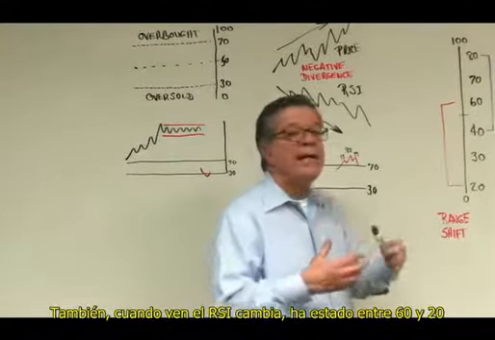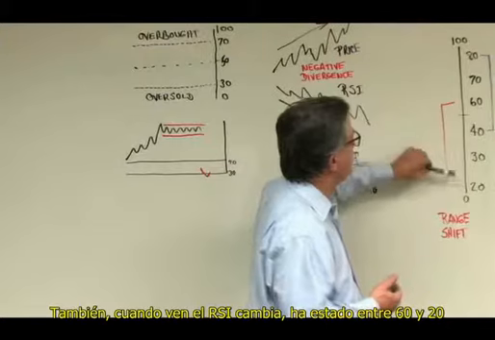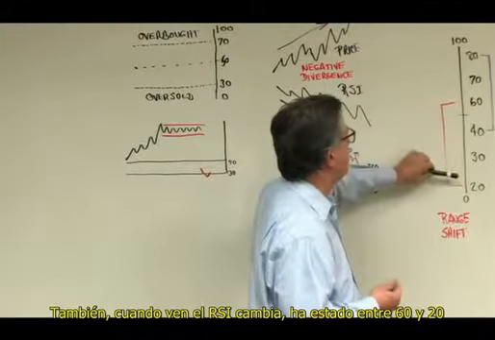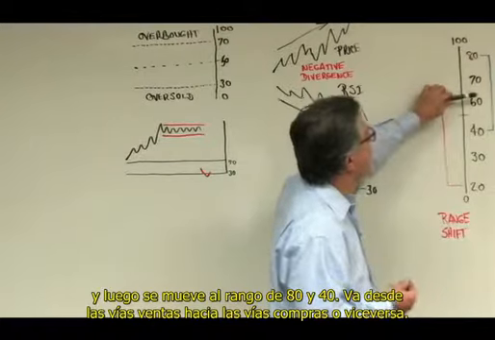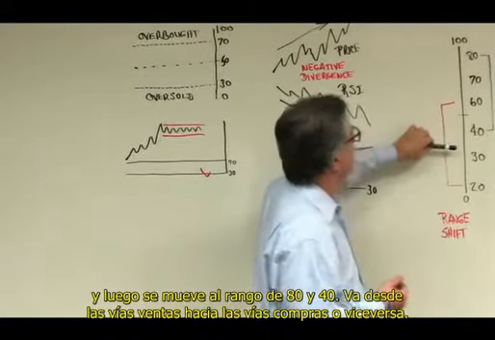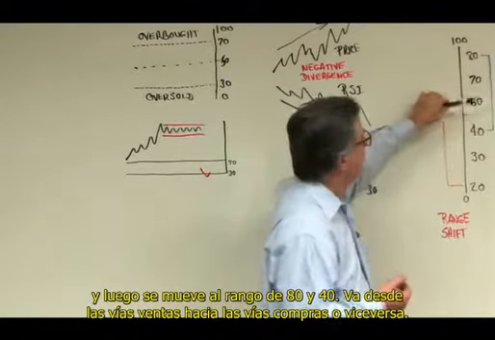Also, when you see the range shift, if it's been in the 60 to 20 range and then moves up into the 80 to 40 range, that's going from a bearish bias to a bullish bias, or vice versa.